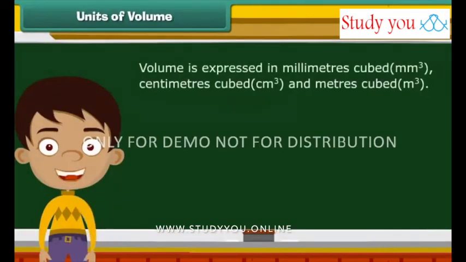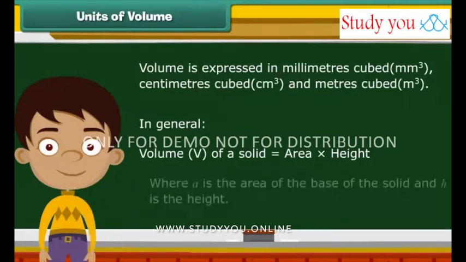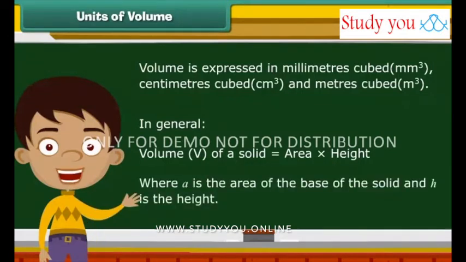Basically, volume is expressed in millimeters cubed, centimeters cubed, and meters cubed. In general, the volume, V, of a solid is given by area of the base times height, where A is the area of the base of the solid and h is the height. Let's learn about the volumes of different objects.